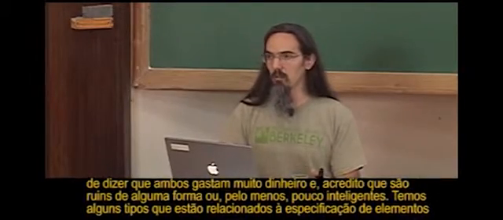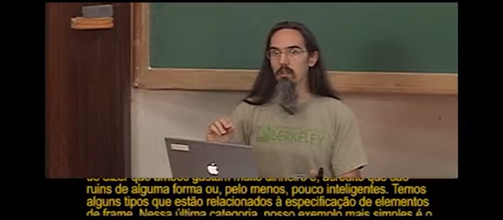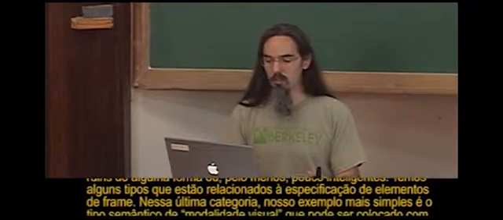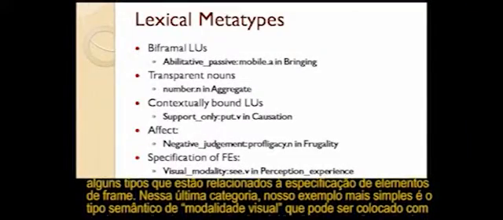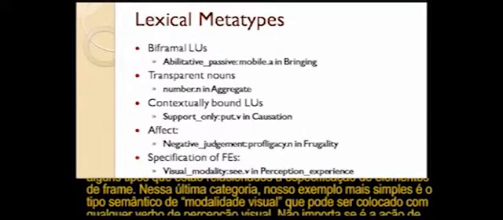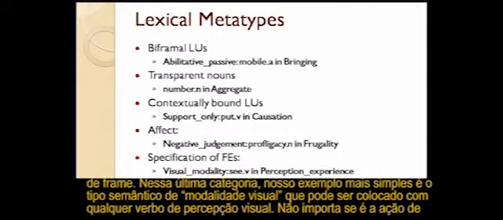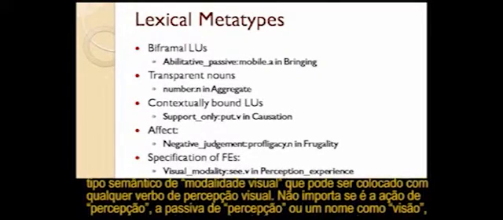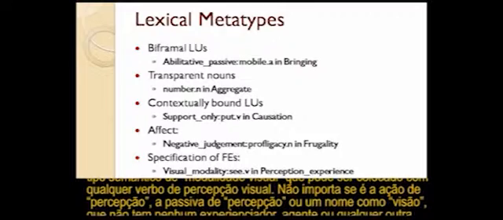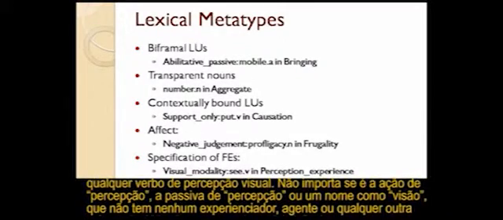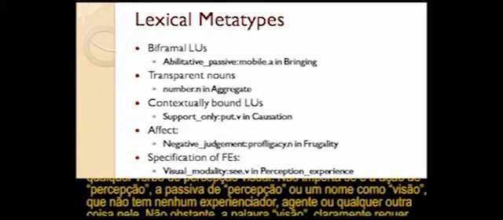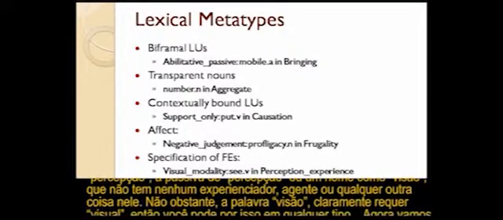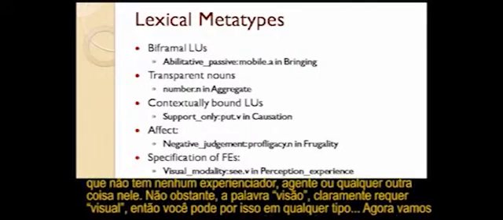Then we have a few types which are related to specifying a frame element. In this last category, a very simple example is the visual modality semantic type, which you should put on any verb which is about visual perception. And there it doesn't matter whether it's about the action of perception, the passive perception, or whether it's a noun like view, which doesn't have any experiencer or agent or anything in it. Nevertheless, the word view clearly requires vision, so you can put the semantic type on there. Okay.